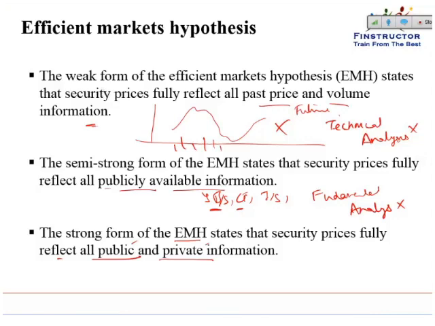So the weak form says price and volume data is discounted. So technical analysis will not result in abnormal returns. The semi-strong form says that all public information, balance sheet, earnings, strategic acquisitions, etc., are already accounted for in the stock price. Fundamental analysis of these things will also not help you make abnormal return. The strong form says that price, volume, fundamental analysis, as well as private information is discounted in the stock price, and analyzing any form of information will not give you any excess return.